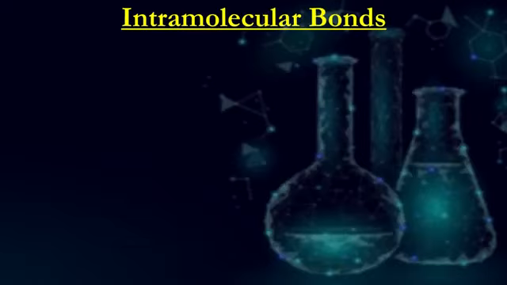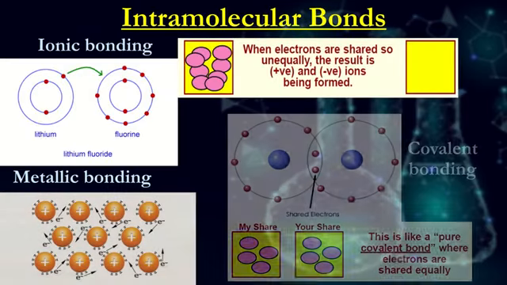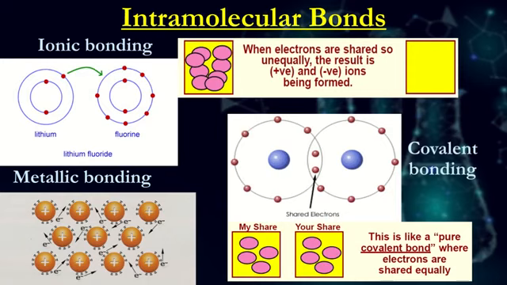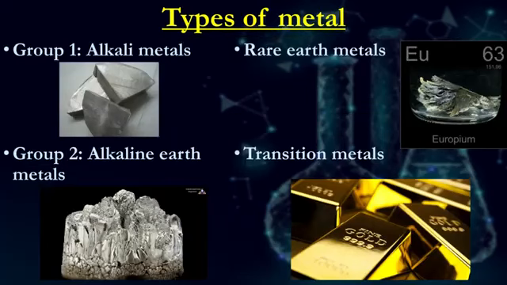Okay. So firstly, types of intra bonds you can see are metallic bonds, ionic bonds, and covalent bonds. So we'll quickly go through these because these are some of the stuff we did cover last lesson. Okay. So if you have a look at your periodic table, there's 4 main types of metals. There's the alkali metals that will be in group 1 of your periodic table. There is alkaline earth metals, that's in group 2. You'll have rare earth metals, and you'll have transition metals.